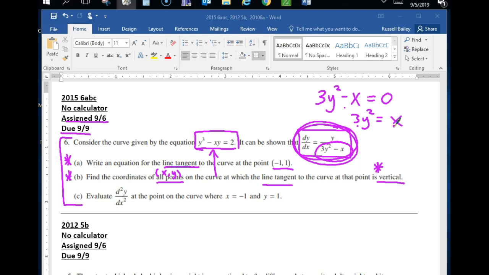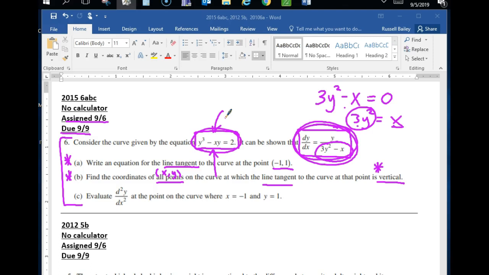So what you're going to do is, where does that happen on this curve? Well, you're going to do substitution. Replace x with 3y squared over here and solve for y. And don't forget to solve for x also.